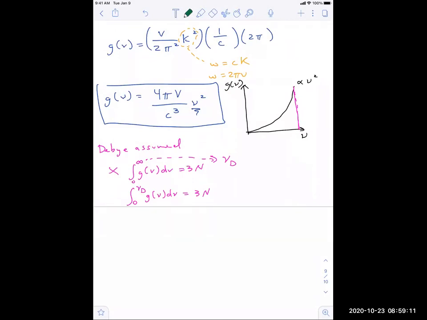So if we plug in what we know for g of nu, then we can solve for the Debye frequency. And we would get that the Debye frequency has this form. So it's related to the density of the material. And you'll also see that sometimes written in angular frequency space, which would then look like this.